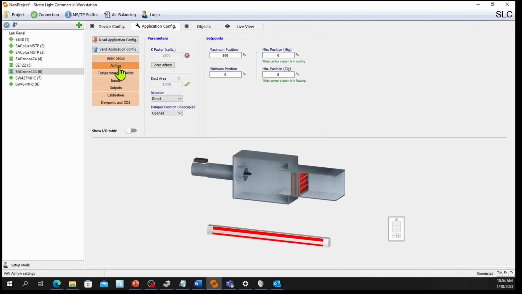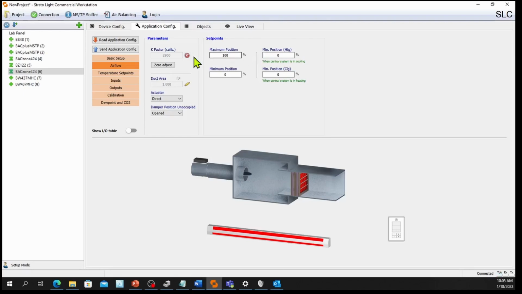In the parameters, the main options are for whether your actuator is set for direct or reverse, and whether to open or close your damper in unoccupied mode. If you choose the option closed, there will be no heat and no fan in unoccupied mode, and the damper will be closed. As far as the flow set points, these are not used since there is no flow station.